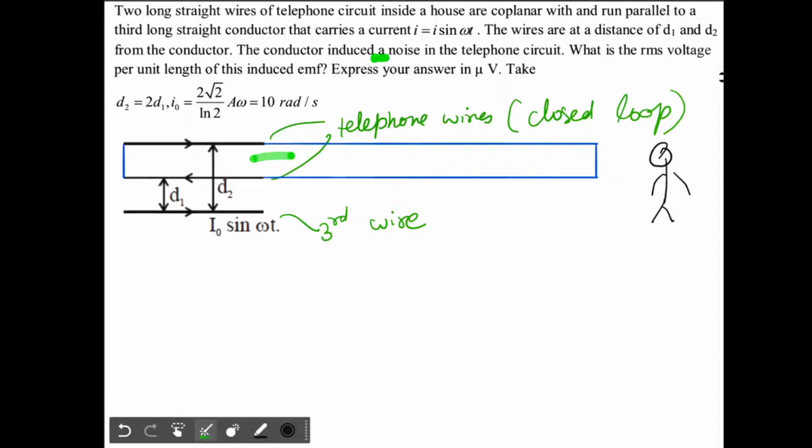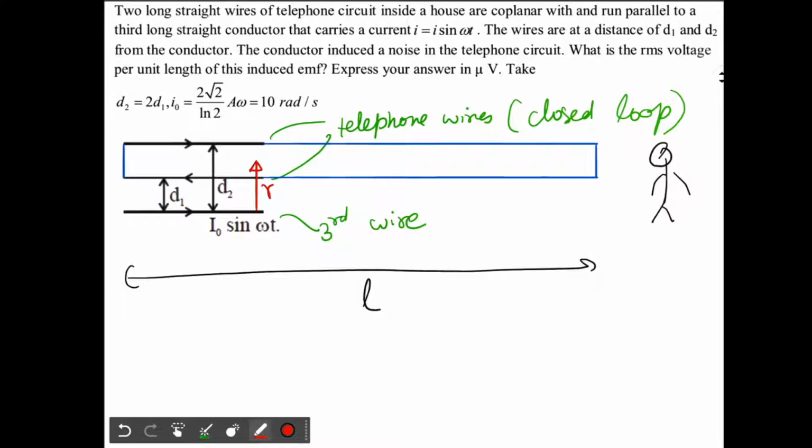That's what is called noise in the telephone circuit, and we have to find the RMS voltage for that noise. Noise is an electrical signal which is disturbing your chat with your friend. So it's very simple. Let's say the total length is L. Now at a distance r, first of all let's find the magnetic field due to this current. If the current is flowing in this direction, the magnetic field will be out of the plane.